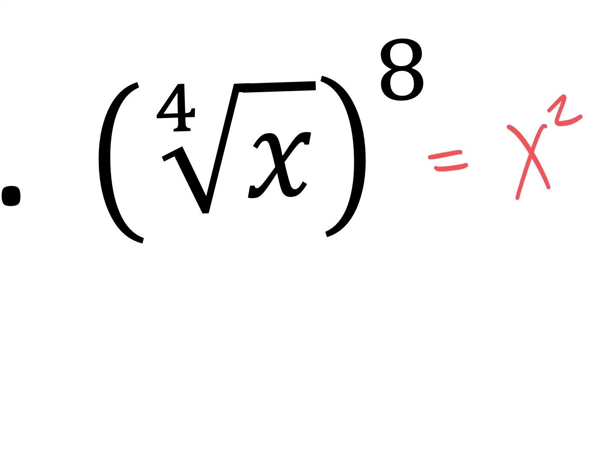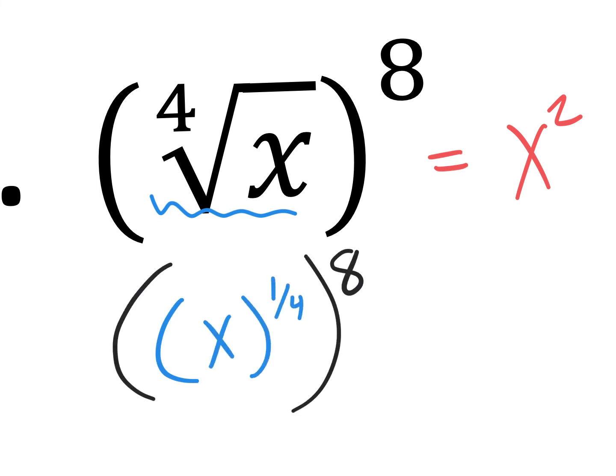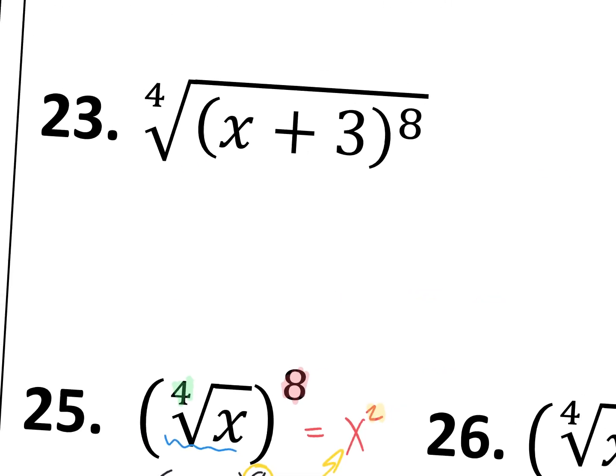Now, let's say you forgot that shortcut, power over root. Well, you could always say, okay, what is the 4th root of x? I could rewrite that as the 1/4 power of x. And of course, I have the big 8 out here, right? And then you say a power to a power, multiply. What is 1/4 times 8? It's 2. So you get the same answer. But it's a lot faster to think power divided by root. That's your answer, 2 as an exponent. Pretty cool, right? So again, if you want to memorize that shortcut, that's great. If you don't and you want to work it out, that's also 100% fine.